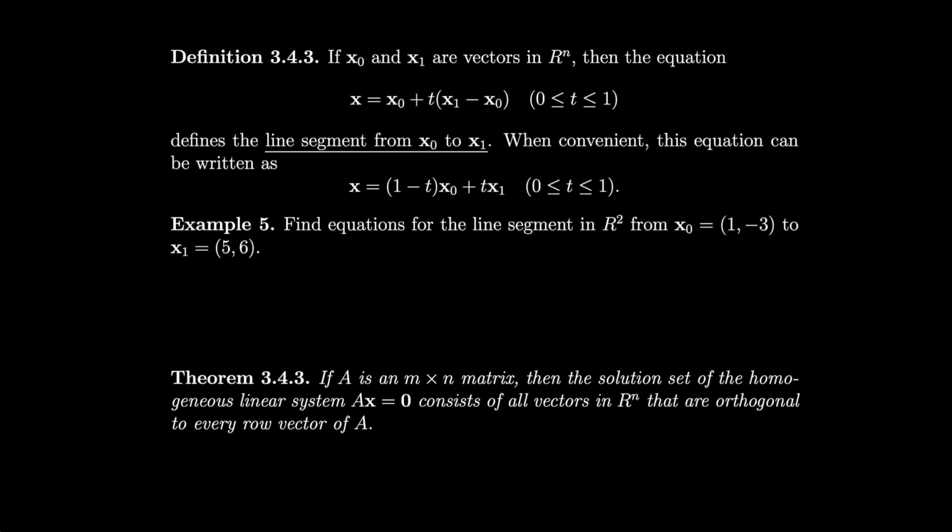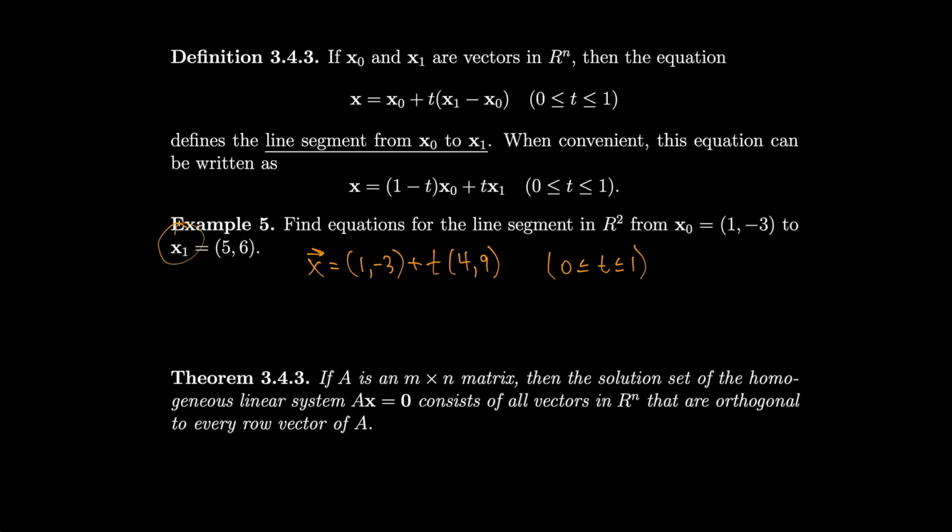Let's find equations for the line segment in R2 from x naught equals (1, -3) to x1 equals (5, 6). So we get x equals (1, -3) plus t times (4, 9), and 0 is less than or equal to t is less than or equal to 1. That's from our first equation, where I subtracted x naught from x1 in order to get (4, 9).